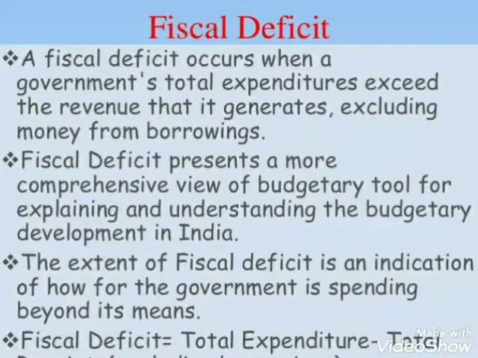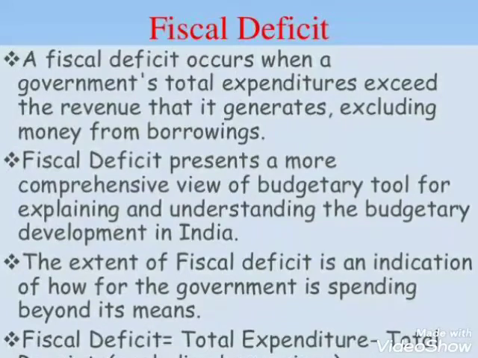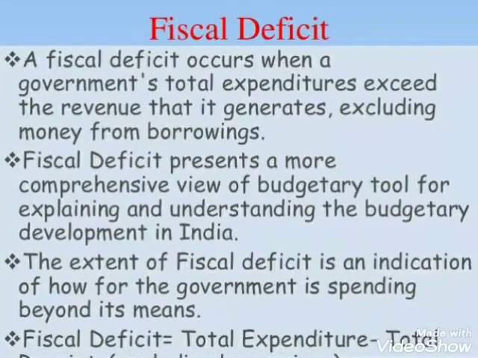Now listen very carefully, okay? Fiscal deficit is the excess of total expenditure over total receipts. Now this receipts include what? Revenue receipts plus capital receipts, except borrowing. Very important, children, this point. Remember, except borrowing.